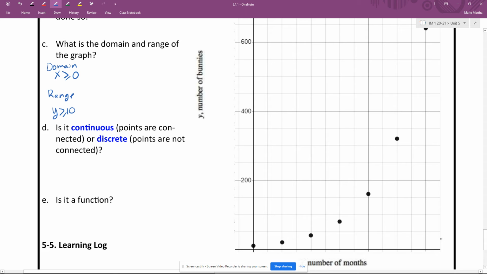Is this continuous, meaning points are connected, or is it discrete, points are not connected? Here I want to say that it's discrete, because it represents the number of rabbits. If it was just a numerical function, then we could connect all the points and say it was a continuous function. But since the situation is about the number of bunnies, and you can't have half a bunny, that's why it is discrete.